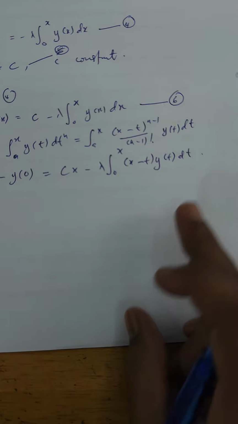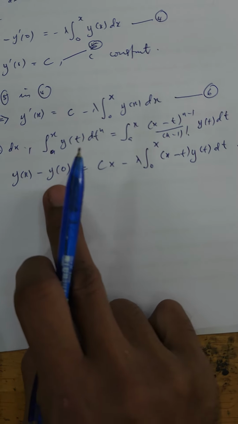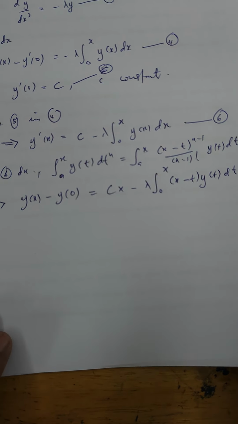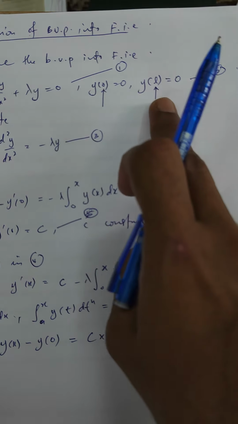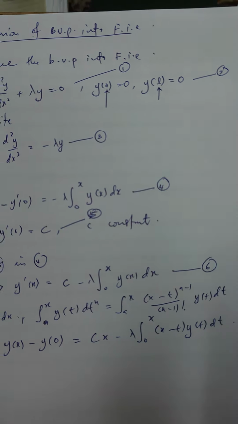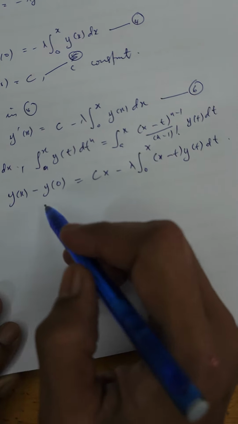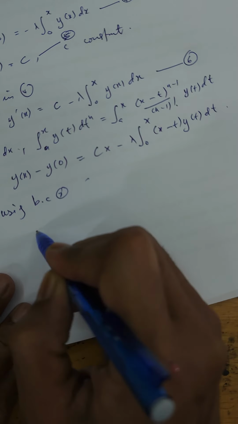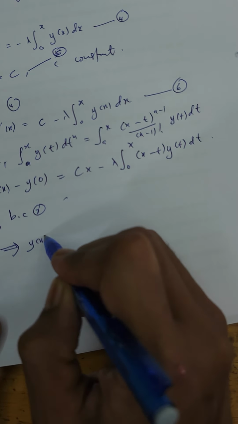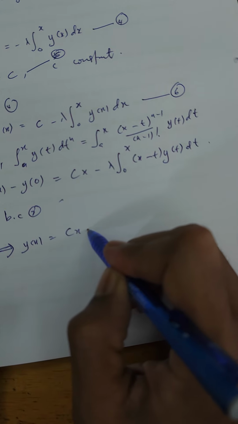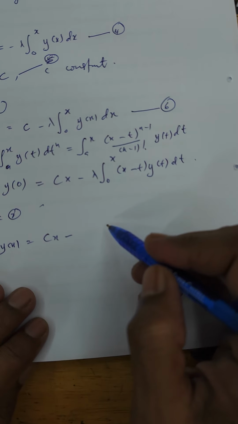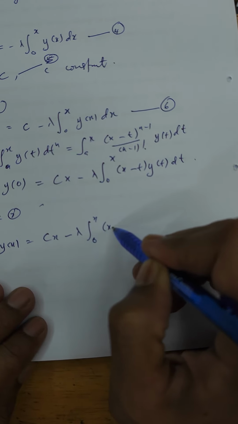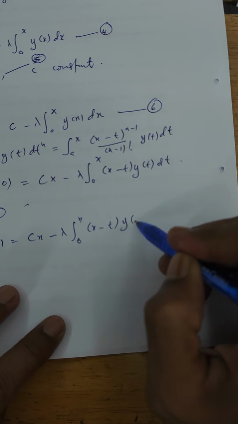Having that, we have y(0) here. We have y(0) given in the boundary condition. Our boundary condition is y(0) is 0, so we can apply that. That gives us, using boundary condition 2, y(x) equal to c x minus lambda integral from 0 to x of (x minus t) y(t) dt.